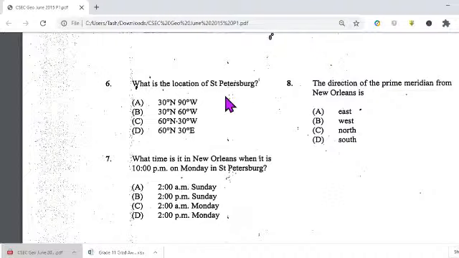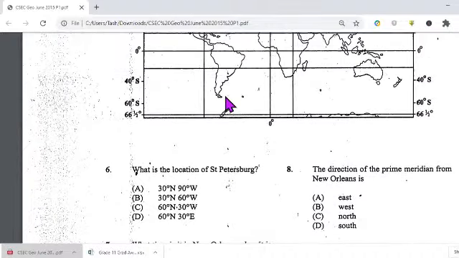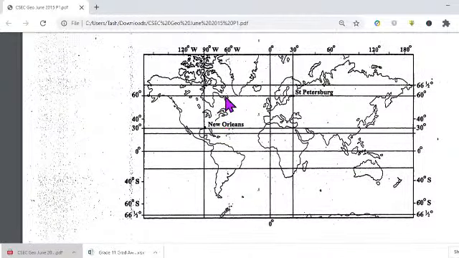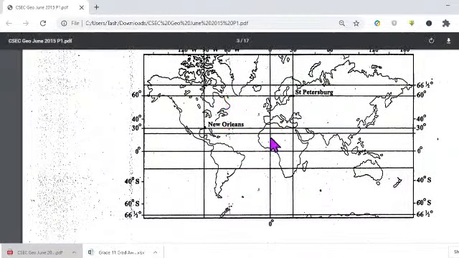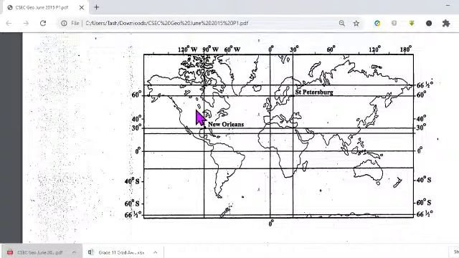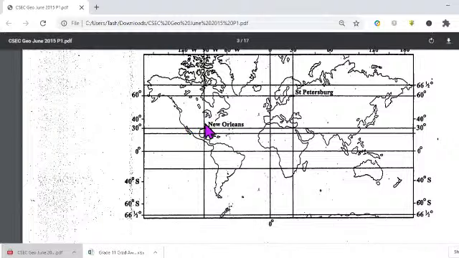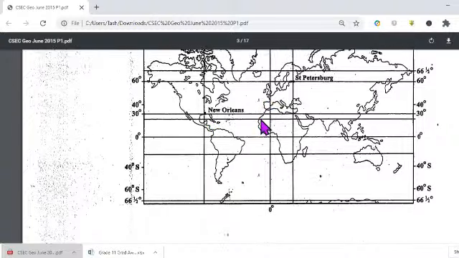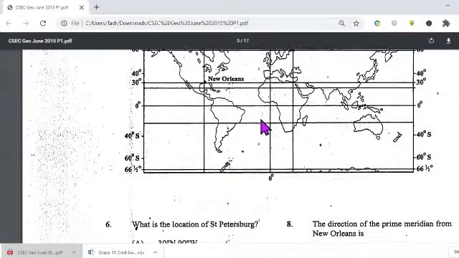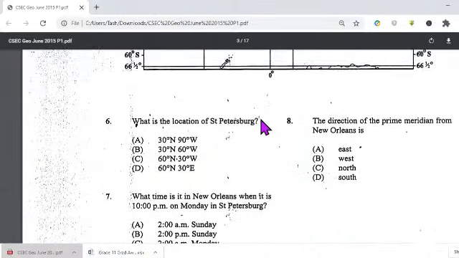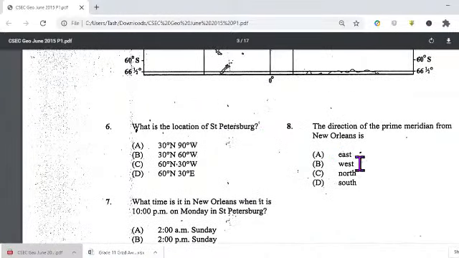Number 8, the direction of the prime meridian from New Orleans is. So we're looking for the prime meridian. That's this one. So New Orleans is here, and the direction of the prime meridian from New Orleans is this way. So it would have been towards the east. So our answer for that one is letter A, which would have been east.